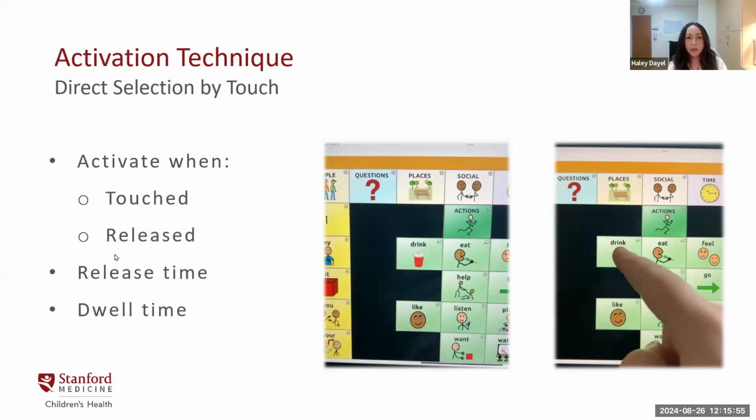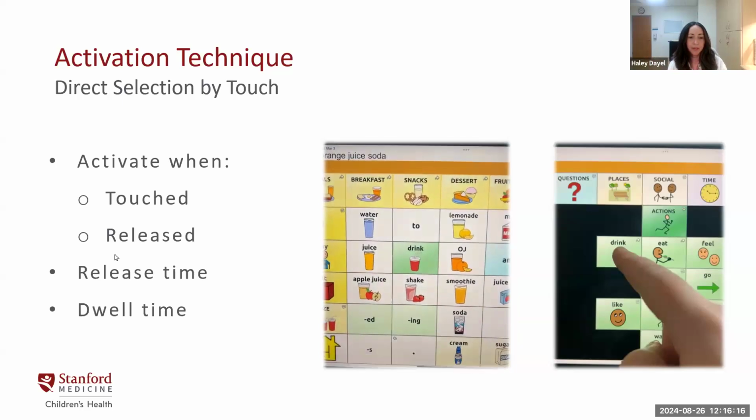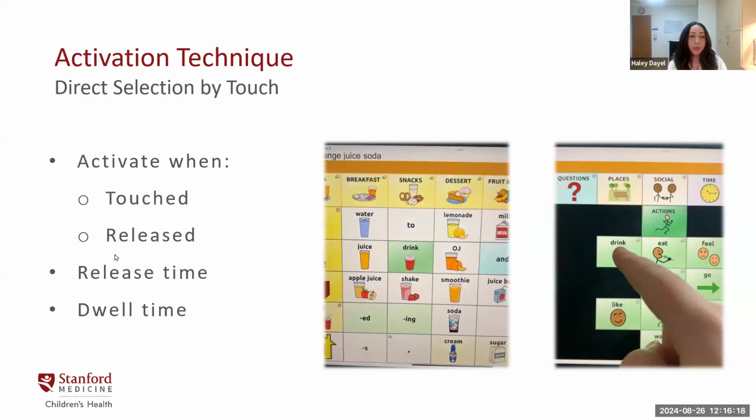I'm going to show you an example of that here, but let me make sure I'm sharing my audio. Okay, so I'll show you the first video here on the left. In this video, the person is trying to hit the word drink, but their finger kind of skims some other symbols as they're coming off of the screen. Drink, orange juice, soda. So one way we could accommodate for that is we could add that release time, and that would allow them some time to move their finger off of the screen.